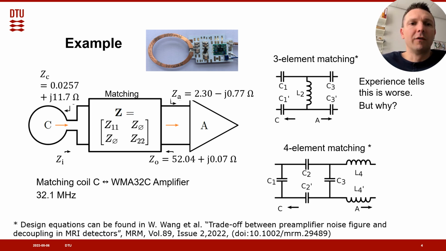Here we have an oval-shaped coil for carbon imaging in mice at 3 Tesla. The Larmor frequency is around 32 MHz. The impedance of the coil, preamplifier, and matching network output are indicated on this slide. To realize this matching network, the two topologies shown can be used. The values of the matching network components are calculated using the design equations given in this paper.